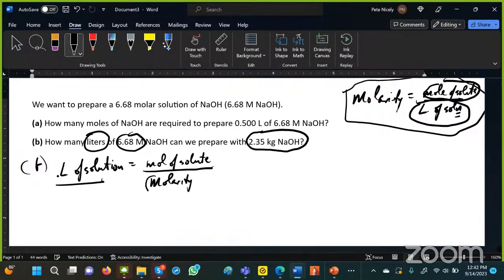So they gave us a molarity already. That's 6.68, but we do not have the moles of solute. But what they have given us is the mass of the solute in kilograms. So my question to you is, how would you convert this mass, 2.35 kilograms of sodium hydroxide, to moles? What's the first conversion factor? There's more than one conversion factor involved. So what would be the first conversion factor you would employ?